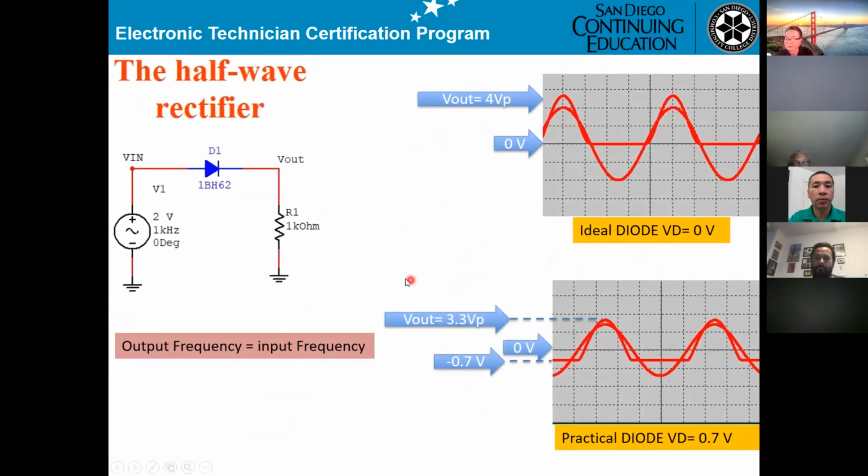Okay, now same thing, only showing you the difference. This is the ideal diode.